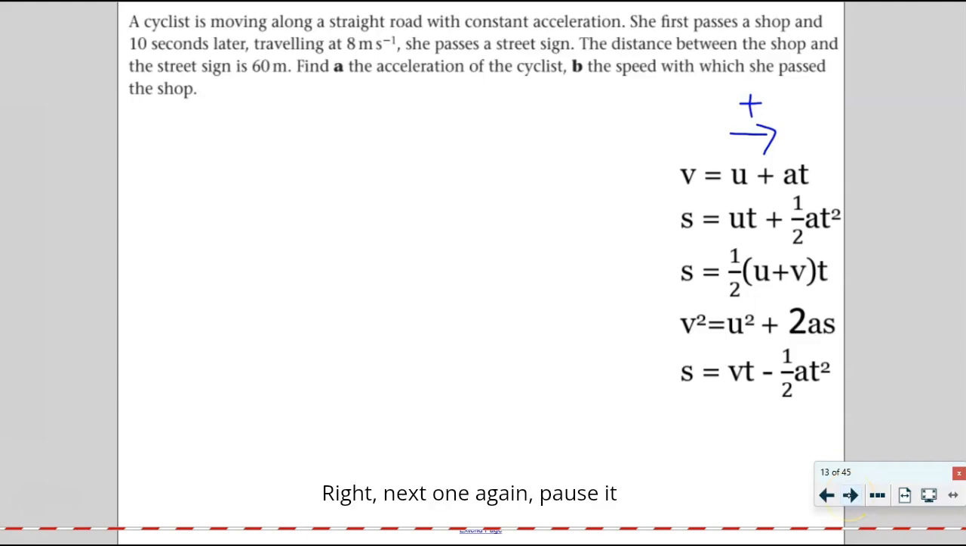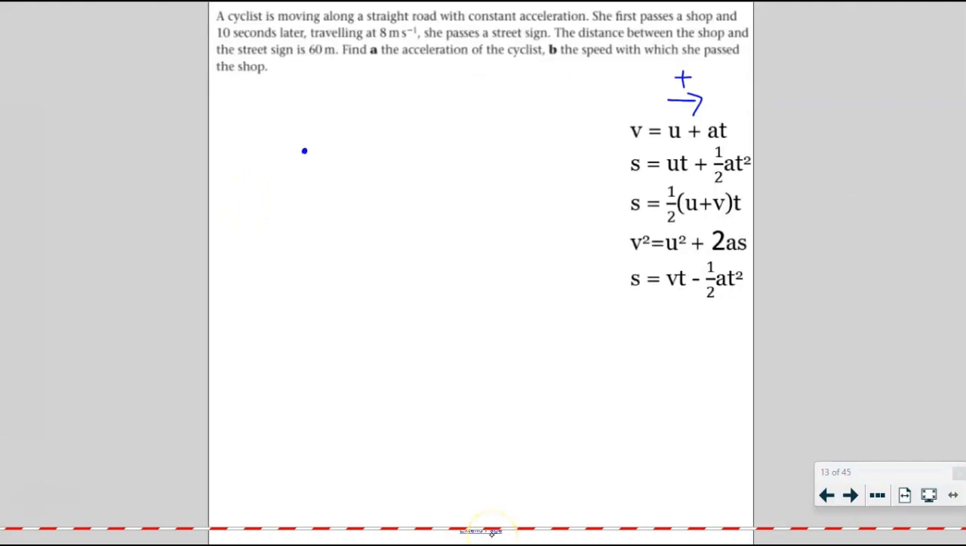Right, next one, again, pause it and try to have a go yourself. So we've got a shop. Going to label the shop as A, and the street sign would be B.